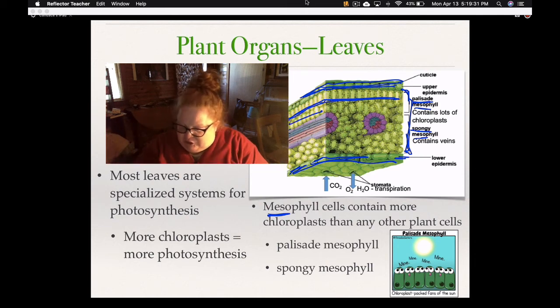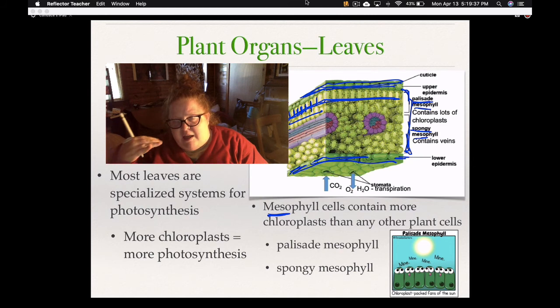And one of the things you'll notice is they are packed in as tightly as structurally possible. So the more cells that can be exposed to that light, the more photosynthesis can take place. And so they're going to be packed in as tightly as possible. And they have more chloroplasts than any of the other cells.